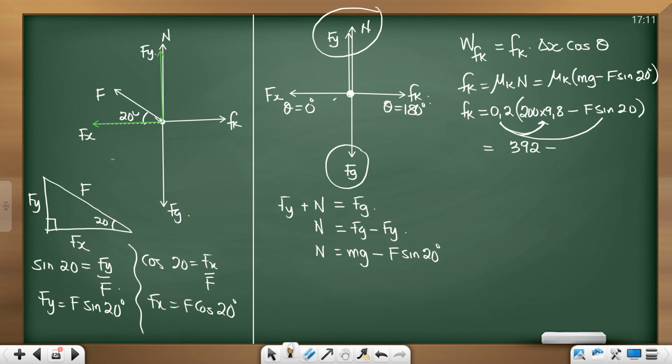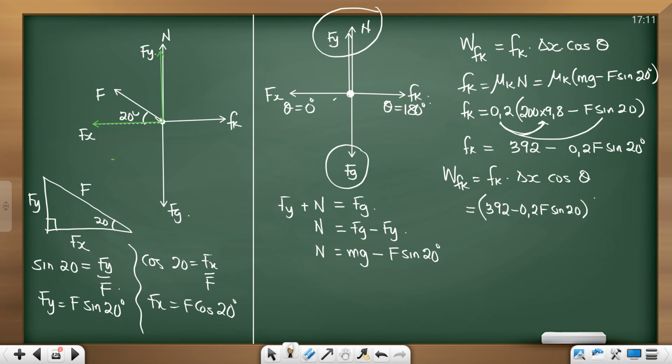All right. So what is this? 0,2 F sine what? 20 degrees. That is my friction. Mathematics now. But I'm not looking for friction. I'm looking for work done by friction. So what is work done by friction? It is frictional force delta x cos theta. Now, do I know my friction? 392 minus 0,2 F sine 20.